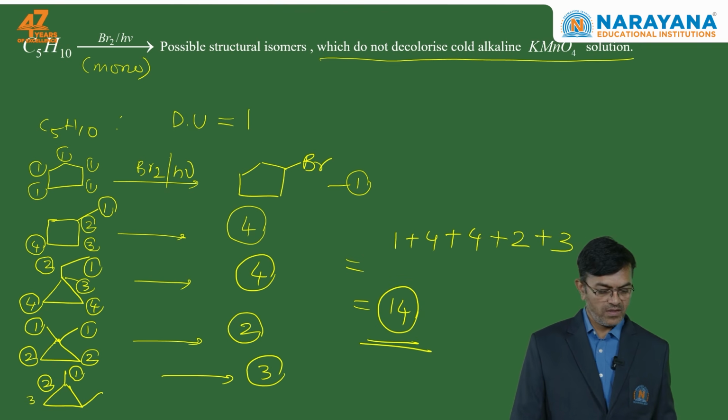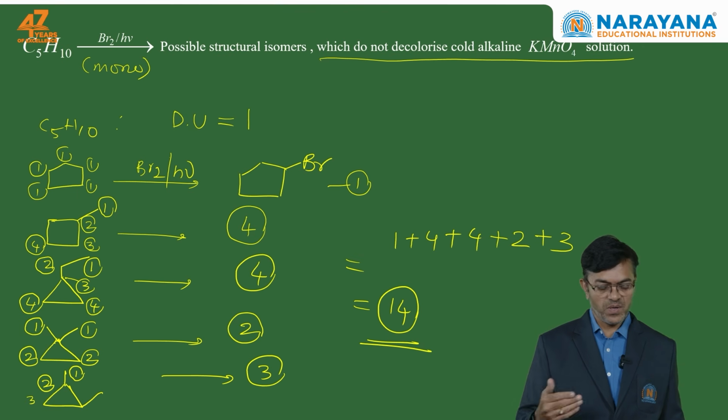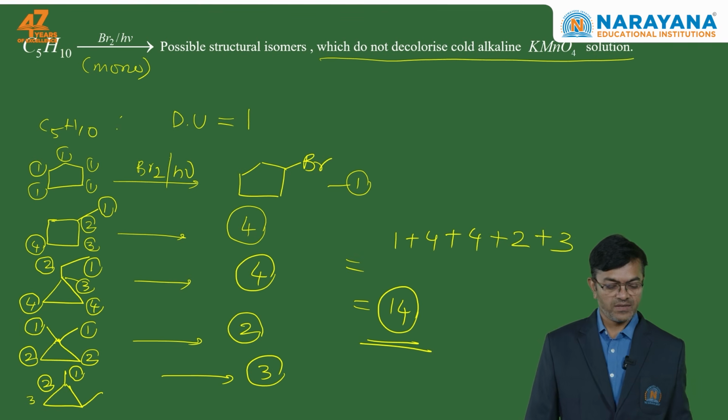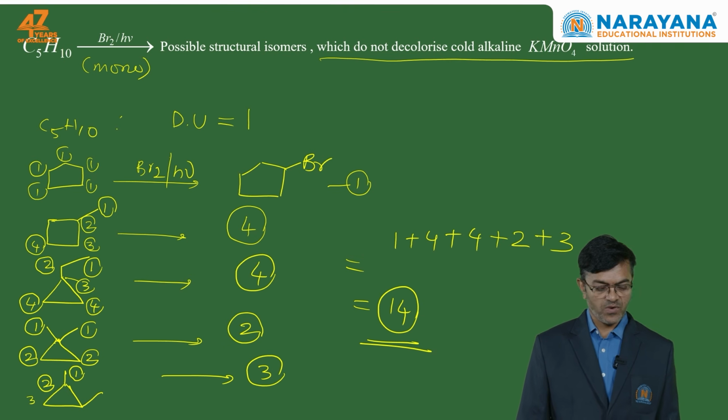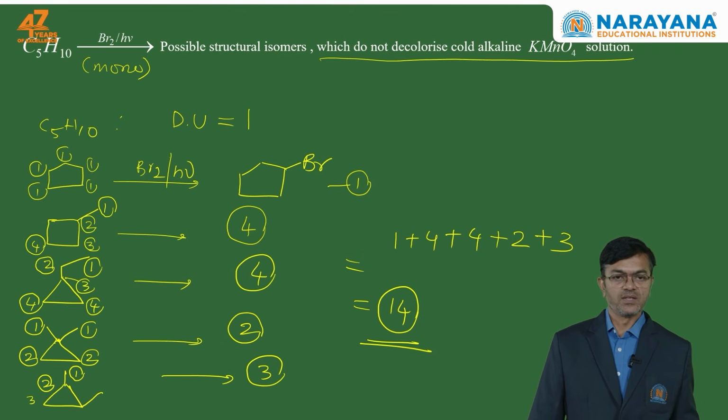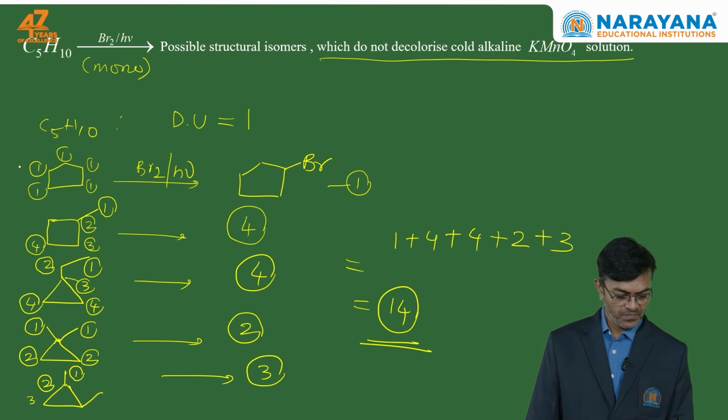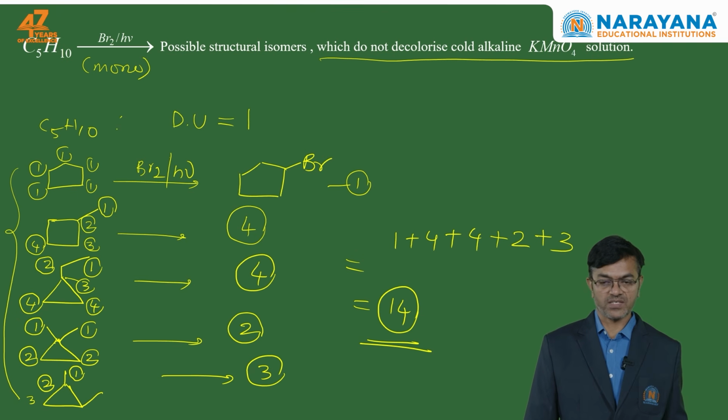All right. Suppose as it is a memory based question, if we are not sure whether they asked about cold KMnO4 after the reaction or before only. If they ask the possible structural isomers of C5H10 which do not decolorize KMnO4 without this reaction, then what happens? You should see only structural isomers of these compounds. So 1, 2, 3, 4, 5 we will get. Only if they ask structural.